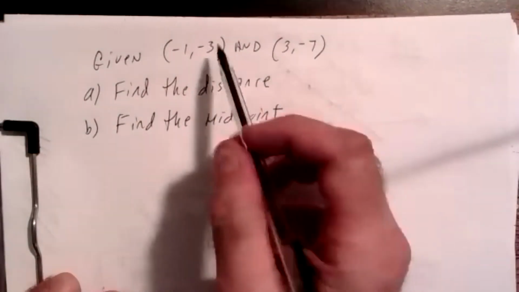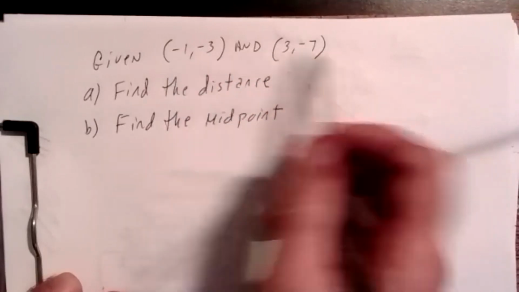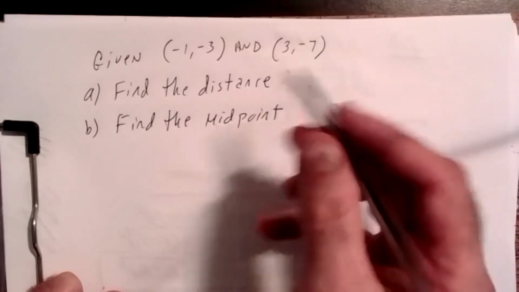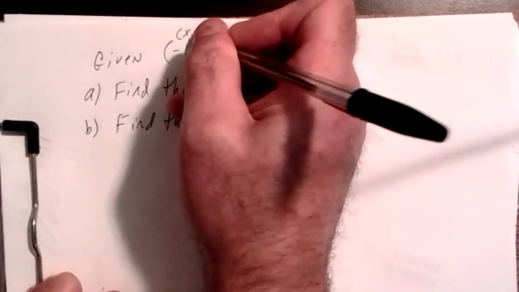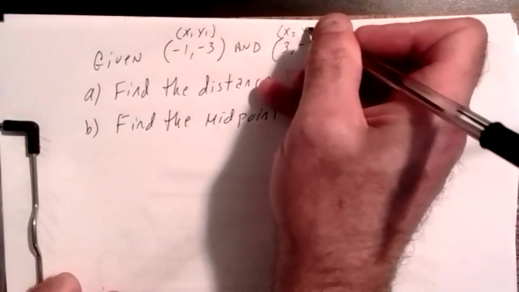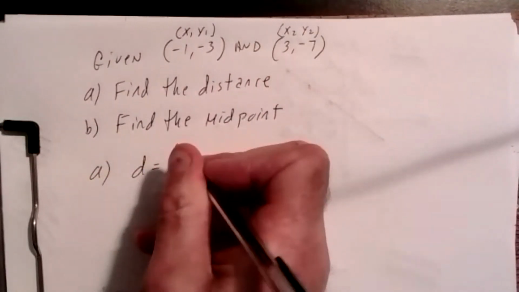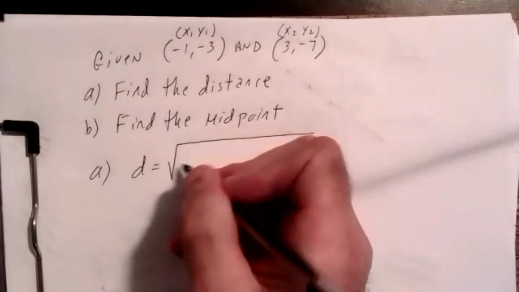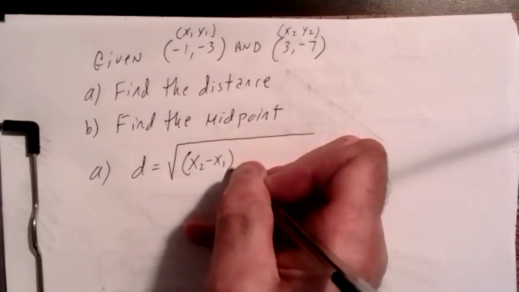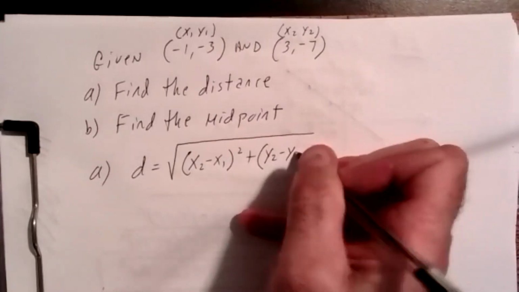All right, now we need to label these points as which one's our first and second point, and it doesn't really matter which one you call your first or second point. It's just a matter of choice. So we'll call maybe this our first point, x1, y1, and we'll designate this as x2, y2. All right, so for part A, to find the distance between these 2 points, we use the distance formula, which we take the difference between the x coordinates, square that, and add it to the square of the difference between the y coordinates.